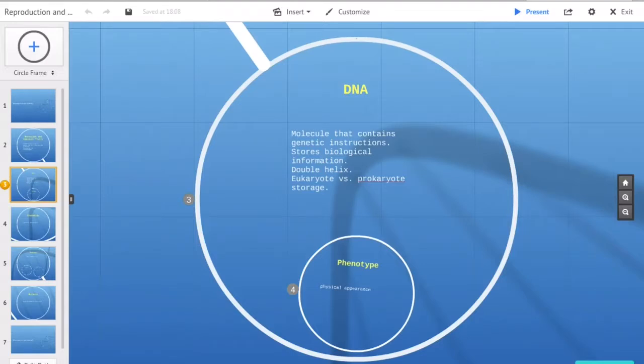For eukaryotes, DNA is organized into long structures called chromosomes. Eukaryotes store most of their DNA inside the cell nucleus and some of their DNA in organelles such as mitochondria. Prokaryotes, on the other hand, only store their DNA in the cytoplasm.